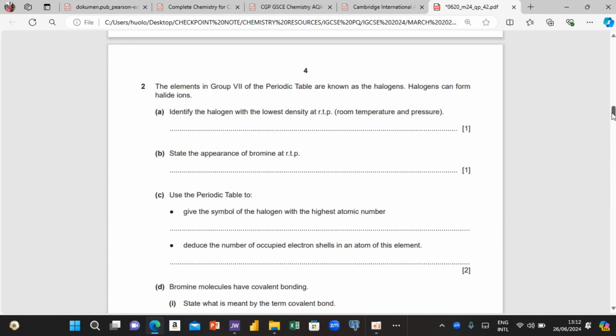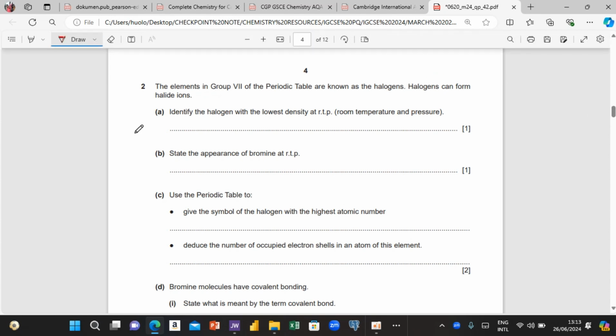Okay, so the question. The elements in group 7 of the periodic table are known as the halogens. Halogens can form halide ions. Now identify the halogen with the lowest density at room temperature and pressure. Okay, so generally you want to remind yourself of what density is.